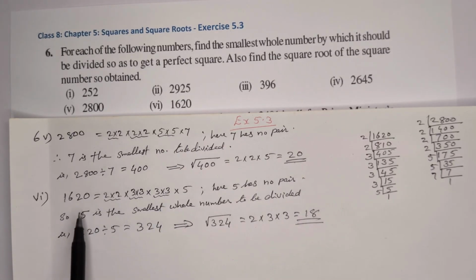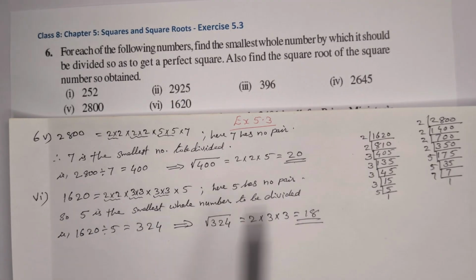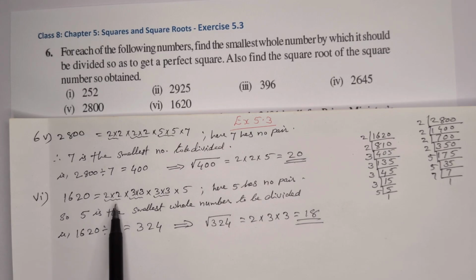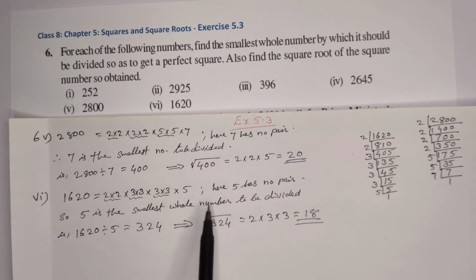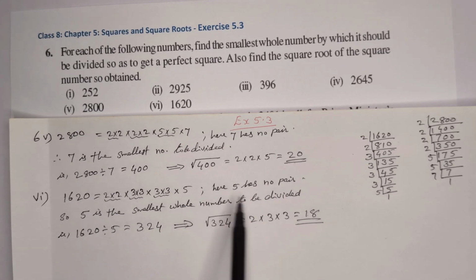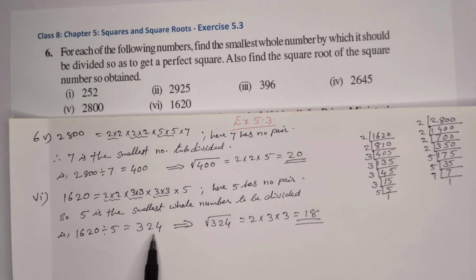Next number, 1620. After prime factorization, 1 pair of 2, 2 pairs of 3, and 1 five. 5 has no pair, so 5 is the smallest whole number to be divided. After division, we are getting 324. So the root of 324 is equal to 2 into 3 into 3, which is equal to 18.